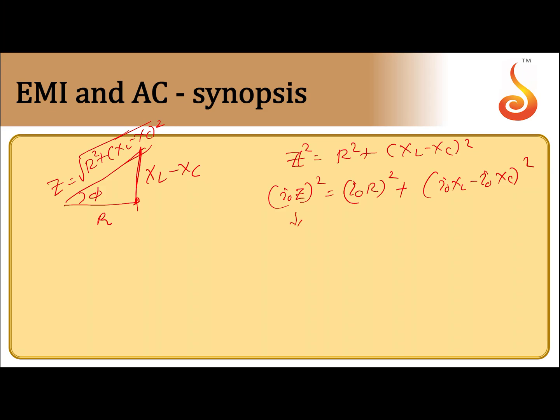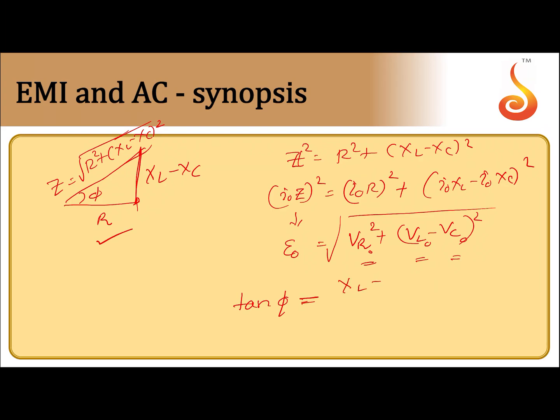But this clearly is V naught, so I can write E naught square is equal to the voltage across the resistor whole square plus (VL minus VC) whole square. They are all peak values, remember. Thus, the peak voltage across the entire setup is related to the peak voltages across the resistor, inductor and capacitor like this. This is also represented like this. Tan phi is equal to, if you look at this impedance triangle, (XL minus XC) divided by R, or this is also given by (VL minus VC) divided by VR. So any of these representations is perfectly fine.